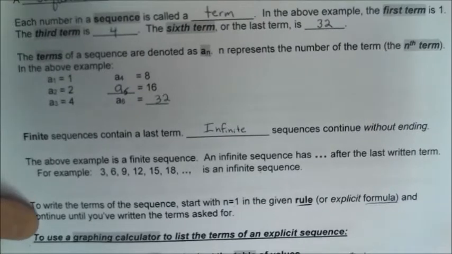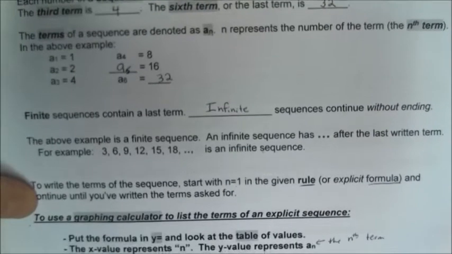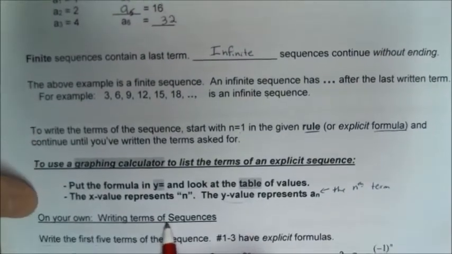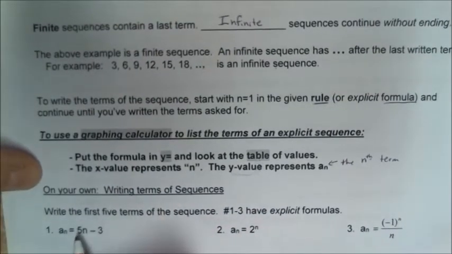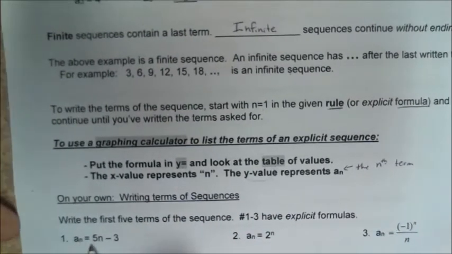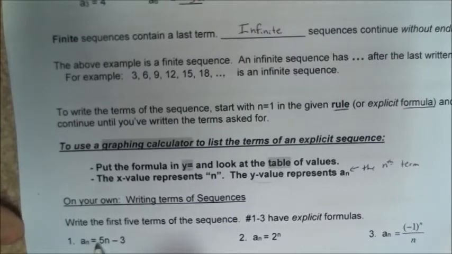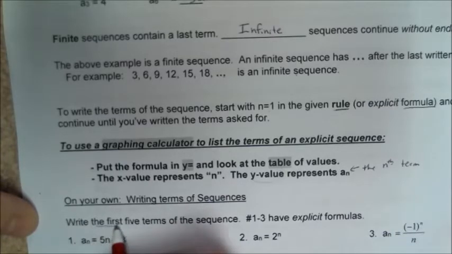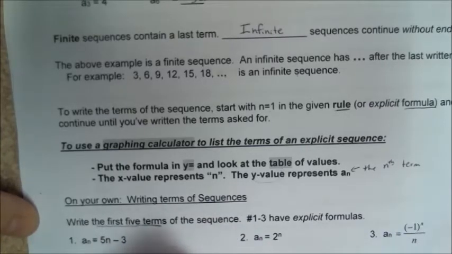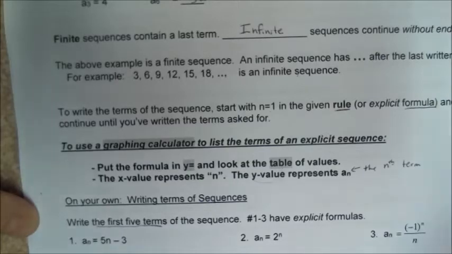So what we're going to do is write terms of these sequences down here. Here's a definition of a sequence. This definition says the nth term is 5 times n minus 3. We're going to write the first 5 terms. Here's the first term, the second term, the third term, the fourth term, and the fifth term.